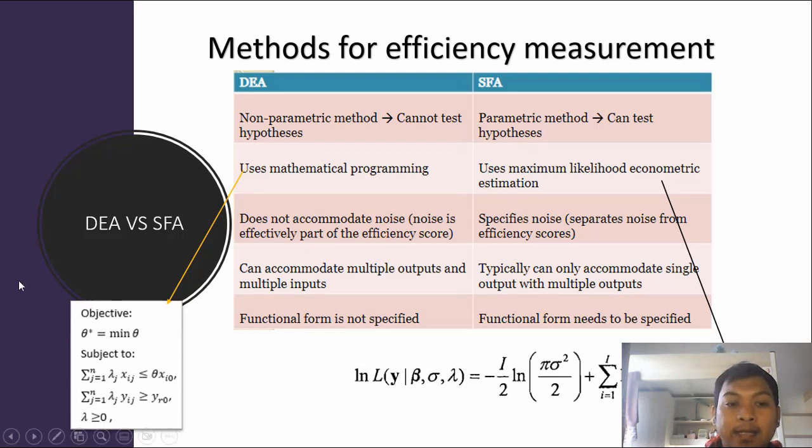And then the DEA can accommodate multiple outputs and multiple inputs. However, the SFA just accommodates a single output with multiple inputs. Sorry, I made an error. And then the DEA has no need to specify the functional form, but in the SFA we need to specify the functional form.